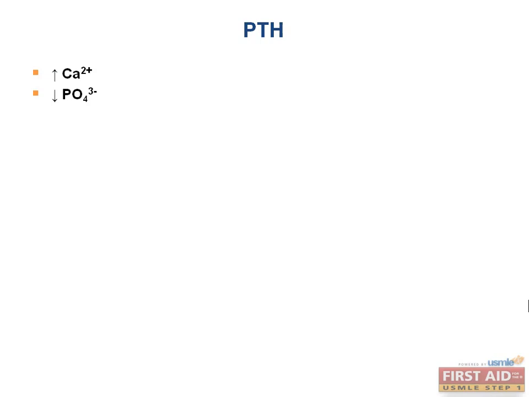The way I remember PTH is that it plays favorites. It likes to keep calcium around but doesn't want phosphate. So when you have high levels of PTH, you get hypercalcemia and hypophosphatemia. Some people like the mnemonic phosphate trashing hormone.